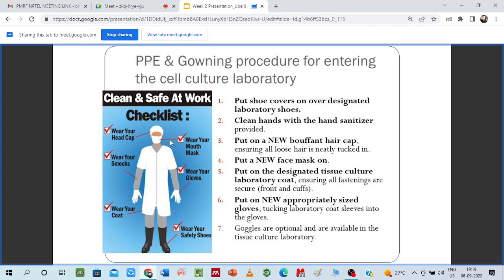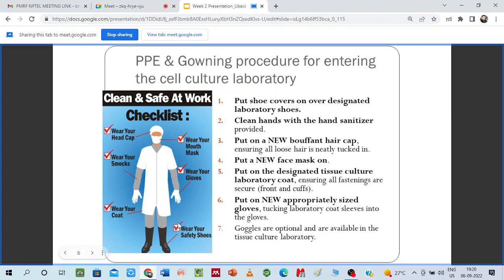Different molecules and different chemicals are also there. So we have to work for the safety of ourselves also. So these are the following things that you should take care of, like wear your head cap so that the hair does not fall in the working area. Wear the mouth mask, face mask, the lab coat, and gloves.